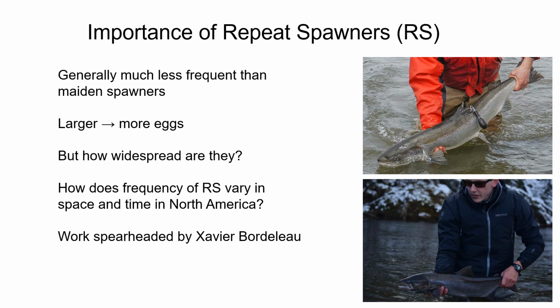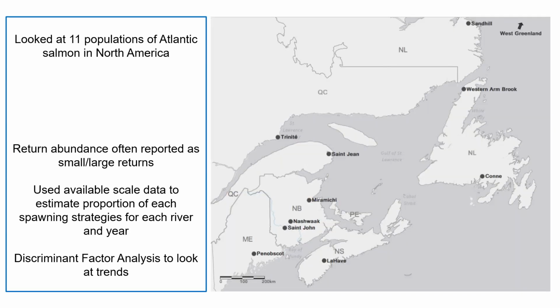Also in relation to how it compares with what we see in marine survival, which I will talk about later on. So what Xavier did and what we did was we looked at 11 populations of Atlantic salmon in Eastern North America. It's actually 10 populations plus data from West Greenland, which is an amalgamation of a lot of fish from different populations coming to us at this point in space.